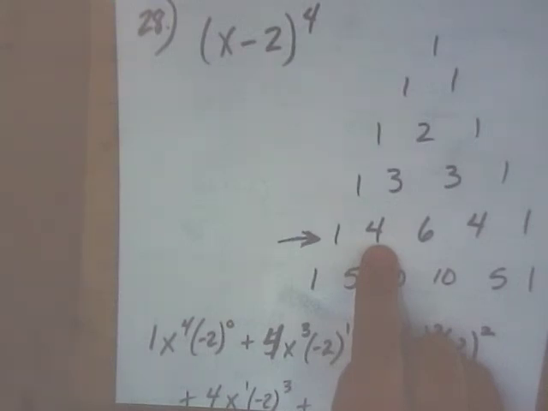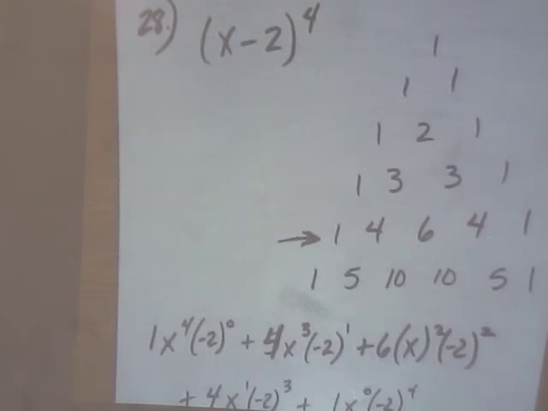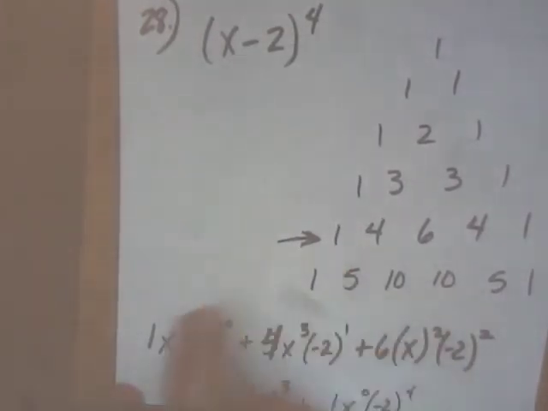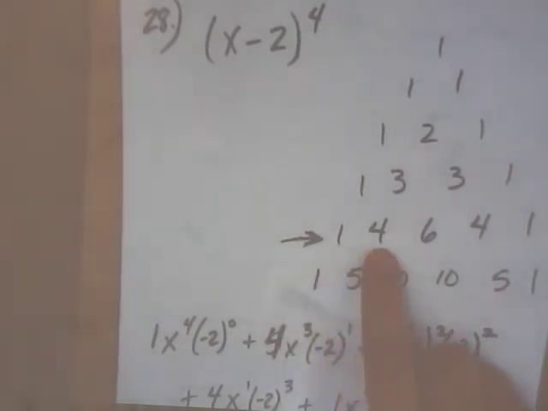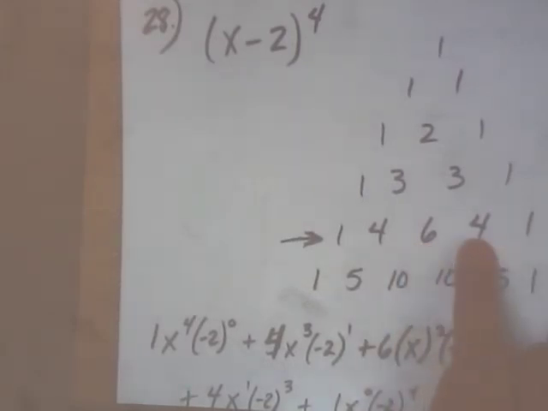You okay with this? I wasn't figuring anything out. I was showing you, if you punch in 4C0, you get 1. If you punch in 4C1, you get 4. 4C2, you get 6. 4C3, you get 4. And 4C4, you get 1. Everybody okay with this?